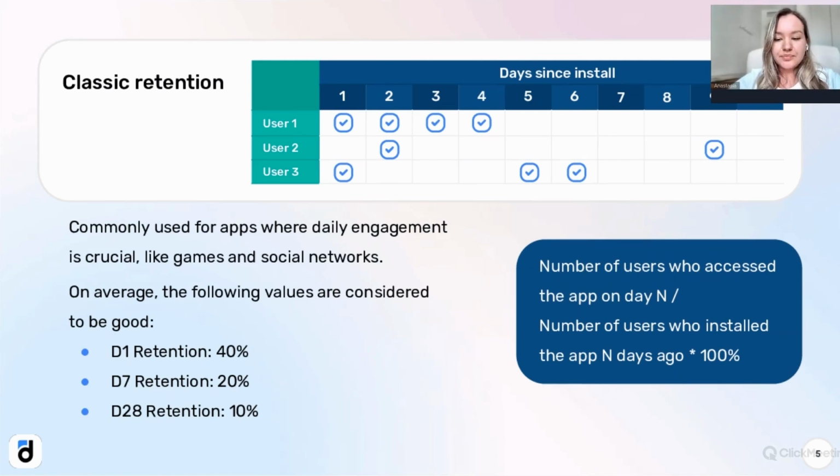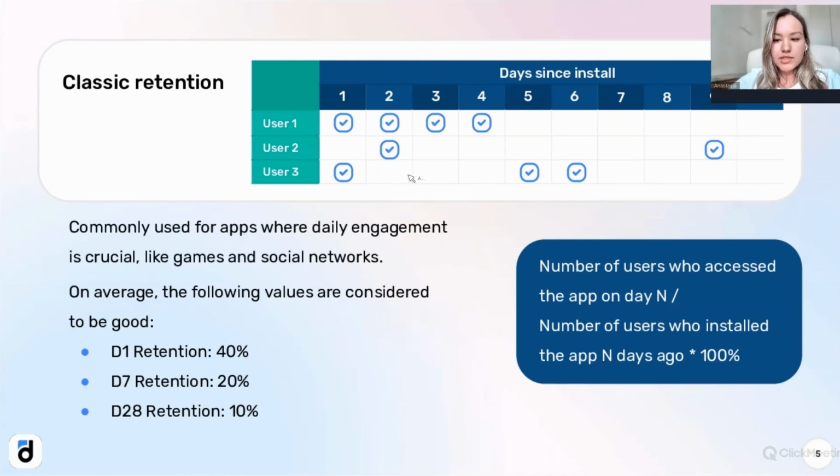To calculate this type of retention, you need to divide the number of users who opened your app on a particular day by the number of users who installed the app the same number of days ago. It is measured as a percentage, and technically, this metric shows the percentage of users that return to the app on a particular day after installation.